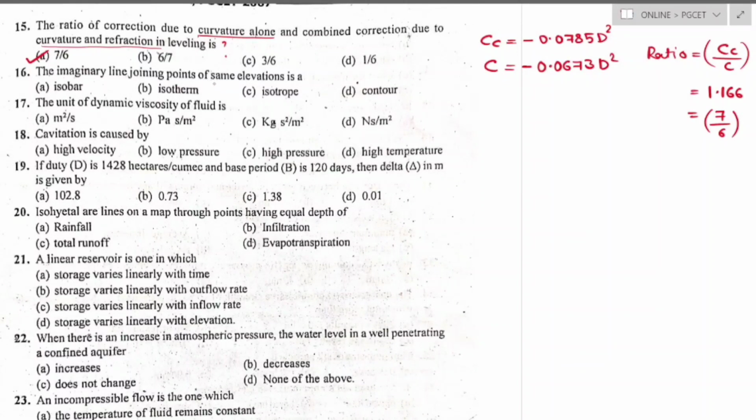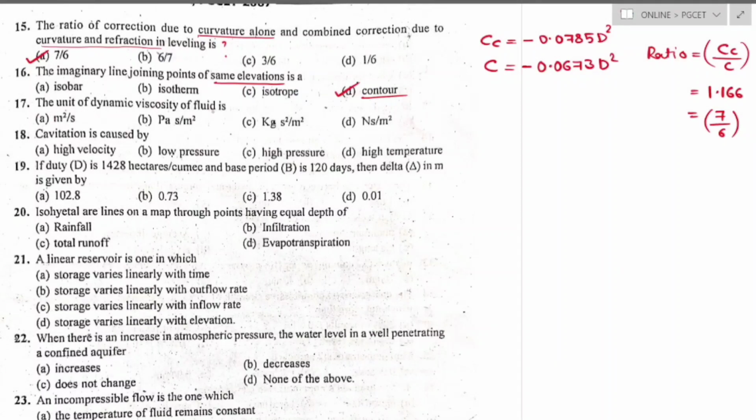Question number 16. The imaginary line joining points of same elevation. Imaginary line joining the points of equal elevation on the surface of the earth represents the contour lines. So option D is the right answer. This contour line laying on the ground which maintains a constant inclination to the horizontal is called as contour gradient.